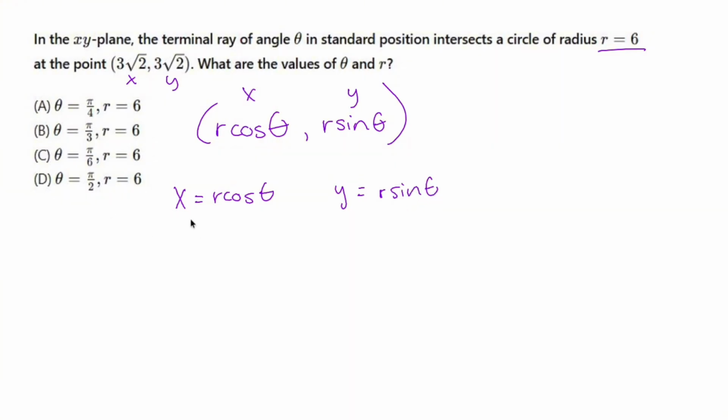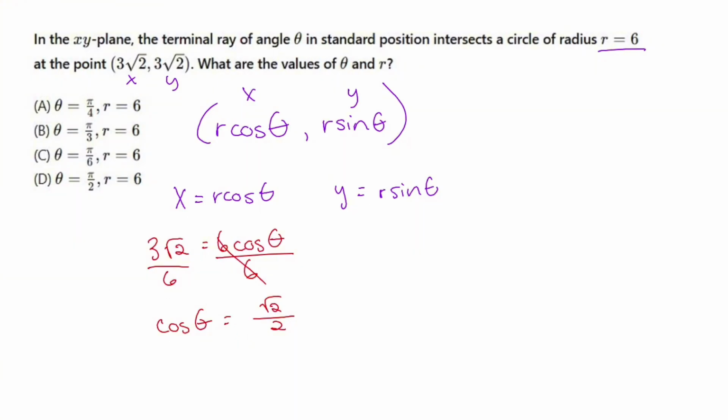So let's do it one at a time. My x value is 3 root 2. My r is 6, and cosine theta is cosine theta. Divide everything by 6, and you're going to end up with cosine theta equals 3 root 2 over 6, which is a half, so root 2 over 2.